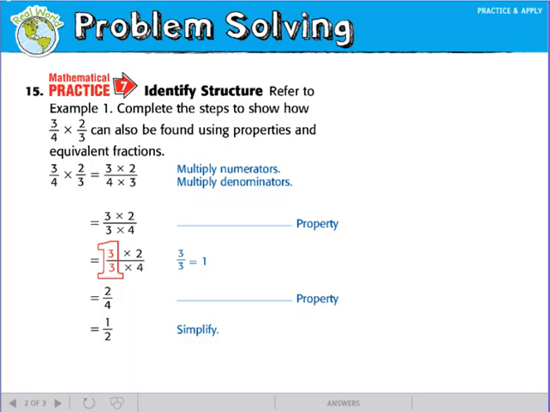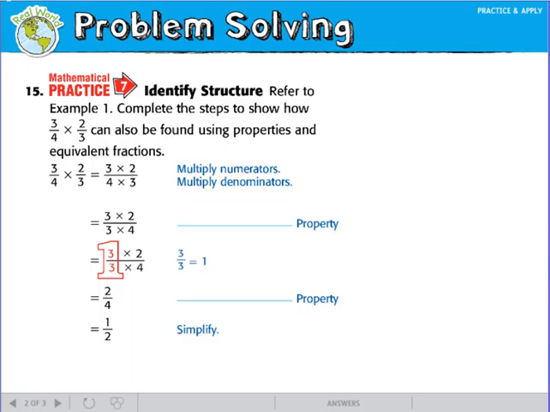We're going to identify structure. Refer to example 1. Complete the steps to show how 3 times 3/4 times 2/3 can also be found using properties of equivalent fractions. So you're going to multiply the numerators, multiply the denominators.